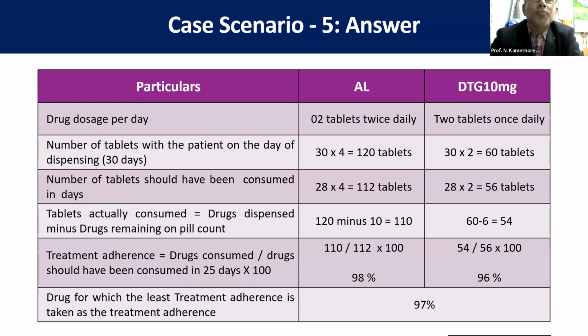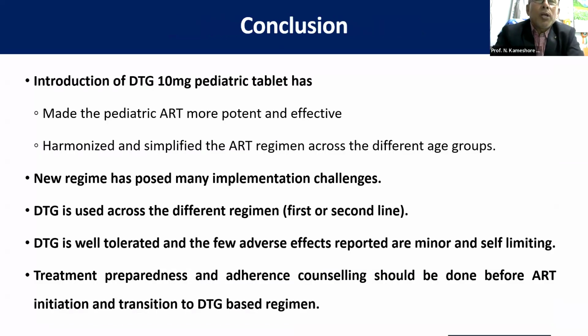Next. So to conclude, we have to do introduction of DTG dispersible tablet as pediatric formulation in below 20 kg. And this made the pediatric ART more potent and effective, and at the same time harmonized and simplified ART regimen across the different age groups, less than 20, between 20 and 30, and more than 30.